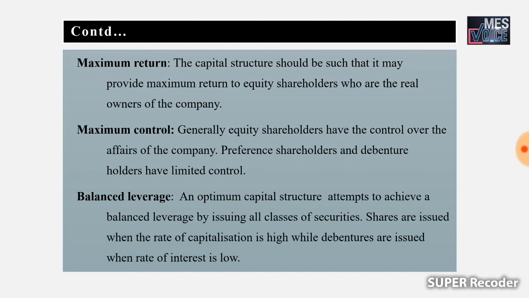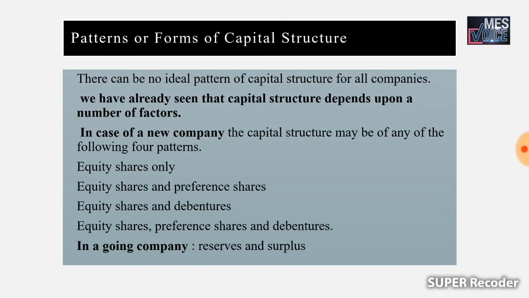Another is balanced leverage. What is balanced leverage? An optimum capital structure must ensure balanced leverage by issuing all classes of securities. The company should issue all classes of securities, because the situation is different for shares and debentures. Shares are issued when the rate of capitalization is high, and debentures are issued when the rate of interest is low. Okay. All these are the requisites for a sound or optimal capital structure.